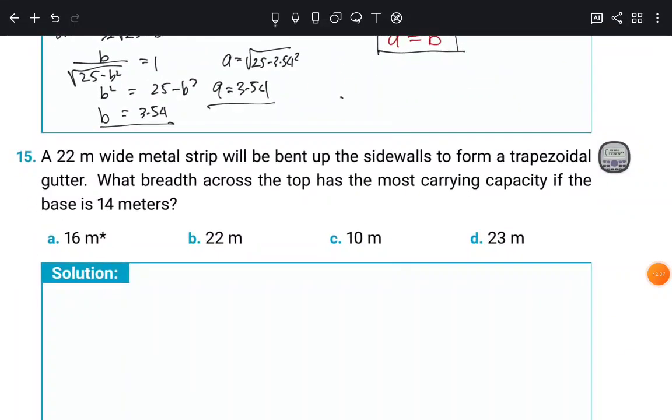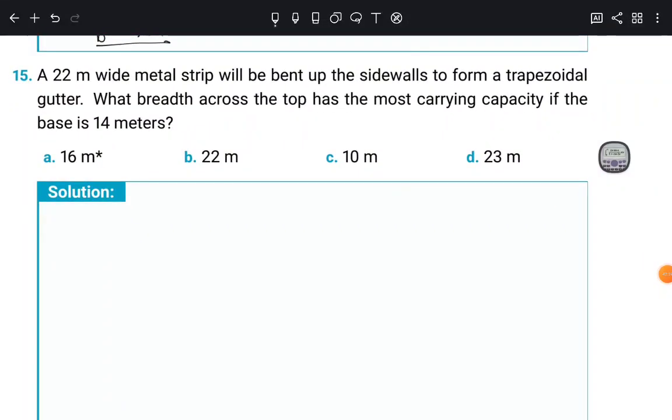Next, a 22-meter wide metal strip will be bent up the sidewalls to form a trapezoidal gutter, and what breadth across the top has the most carrying capacity if the base is 14 meters. So if you draw this, we have a gutter with a trapezoidal cross section.